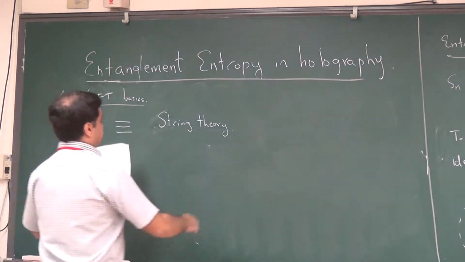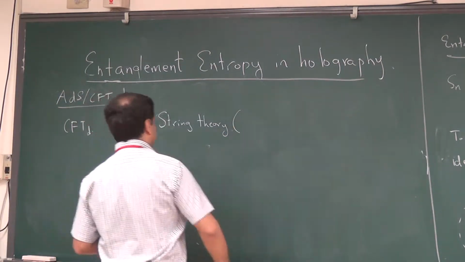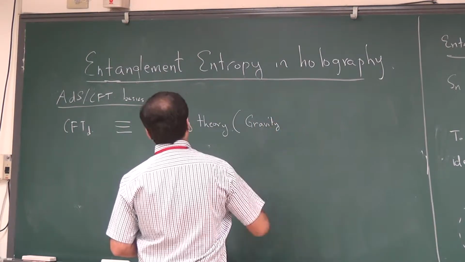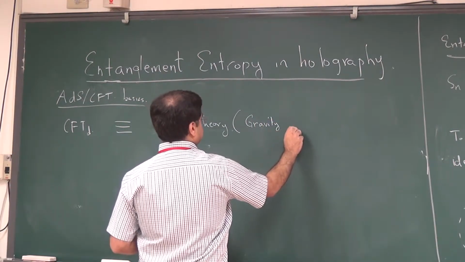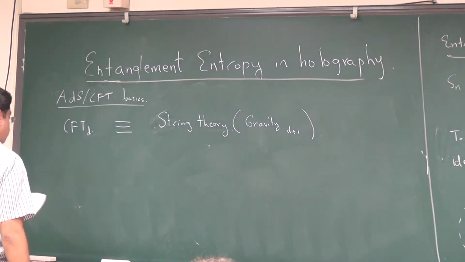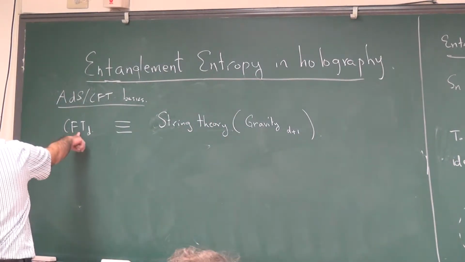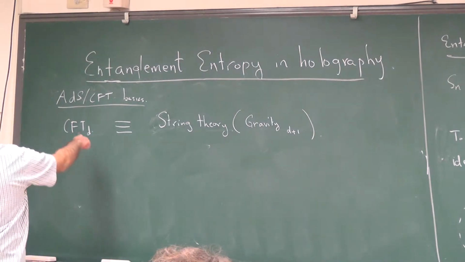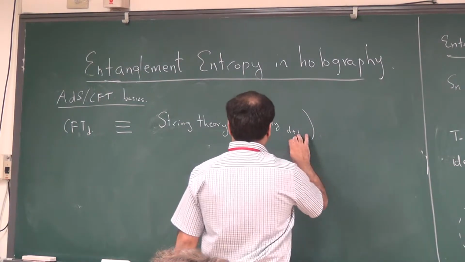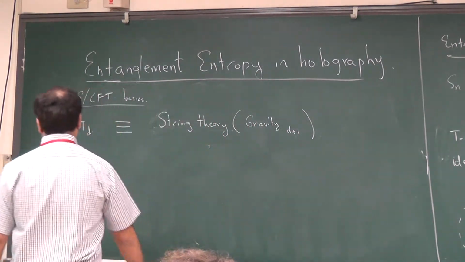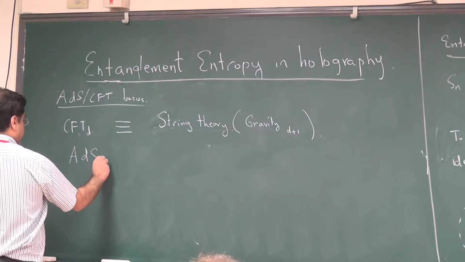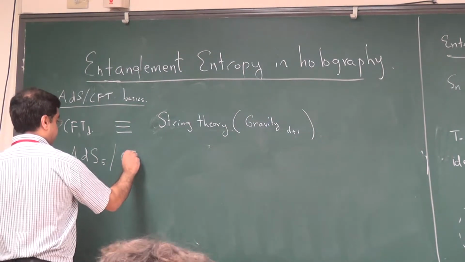And again, there is a way of making this more precise. It's a theory of gravity in one higher dimension, d plus 1. So this is a conformal field theory. It has no gravity. It's living in d dimensions and it is equivalent to a theory of gravity that is living in d plus 1 dimensions. And a very well-known example is the duality between EDS5 and CFT4.